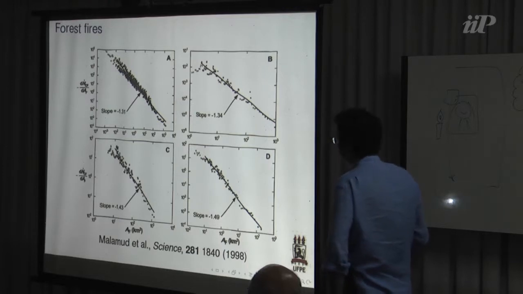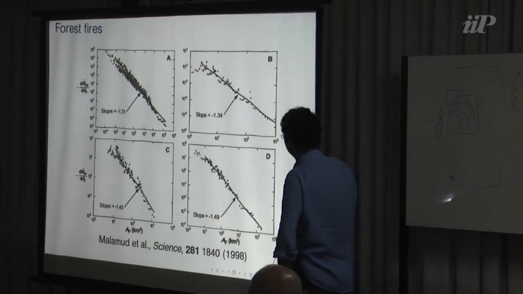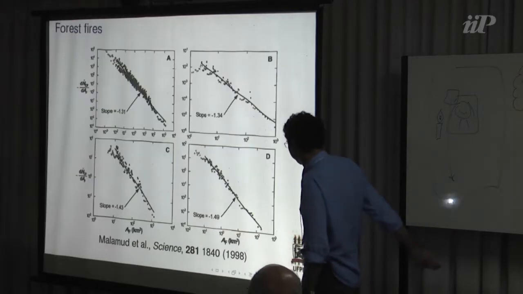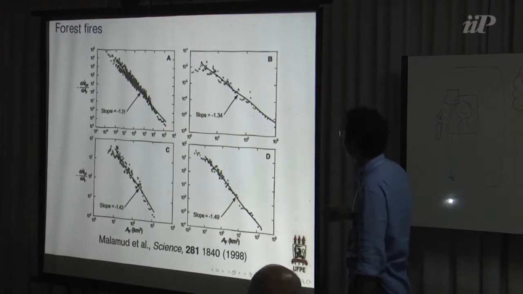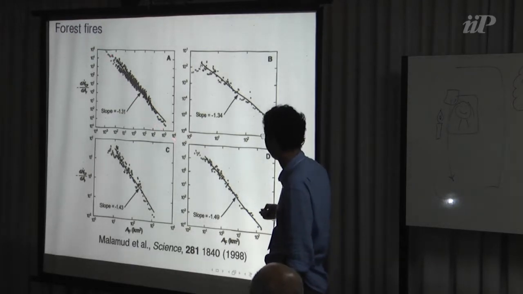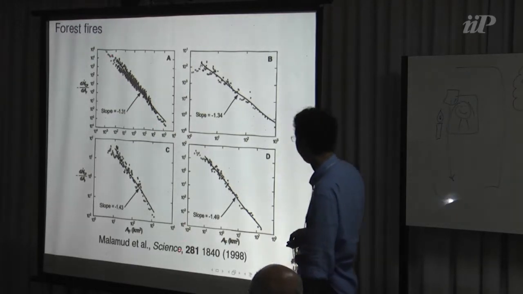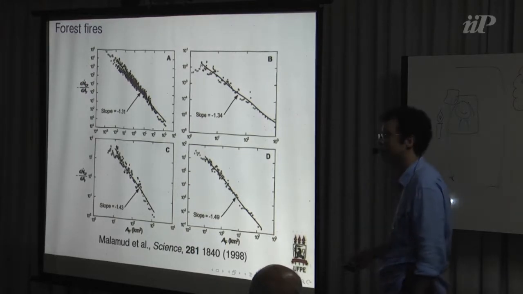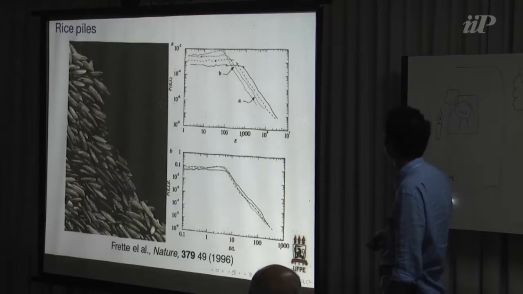And then this has an appeal to physicists because in the 90s, people were interested in all those power laws. For instance, the forest fires. This is not a model. This is experimental results from Malamud and all, a very famous paper in Science. You see these power law distributions.